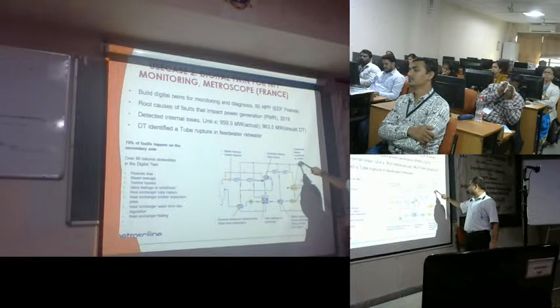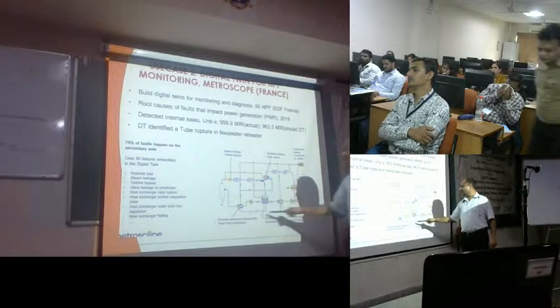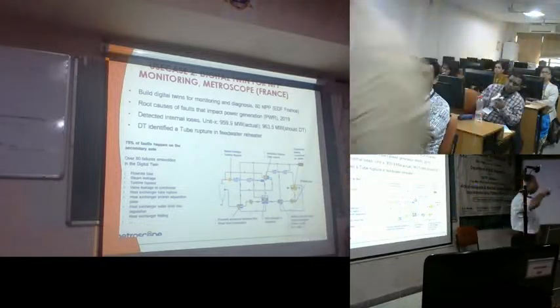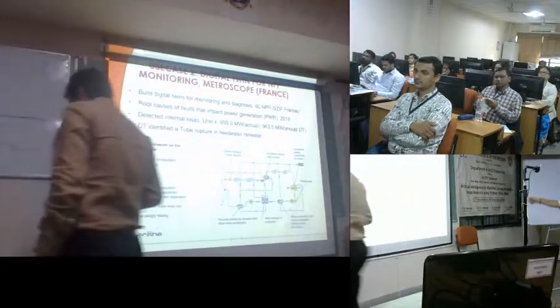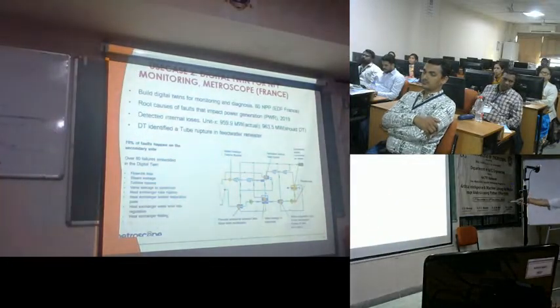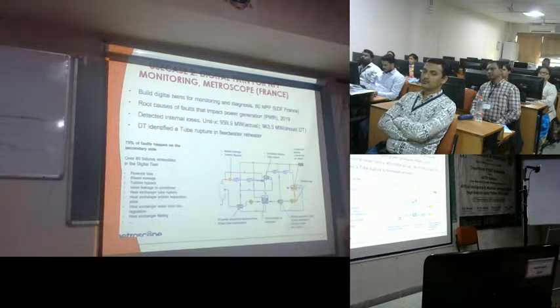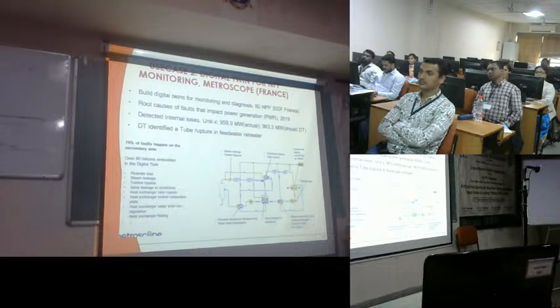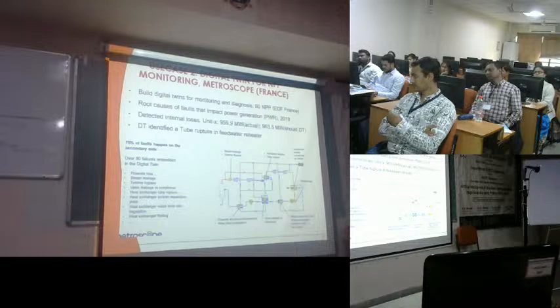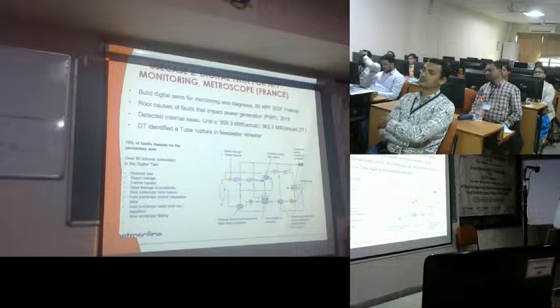This is basically the turbine. Although I have shown only one line, you can see there are a lot of mechanical components in between these. So what was happening in France? There was a nuclear reactor, and it was supposed to give output as per the digital twin.